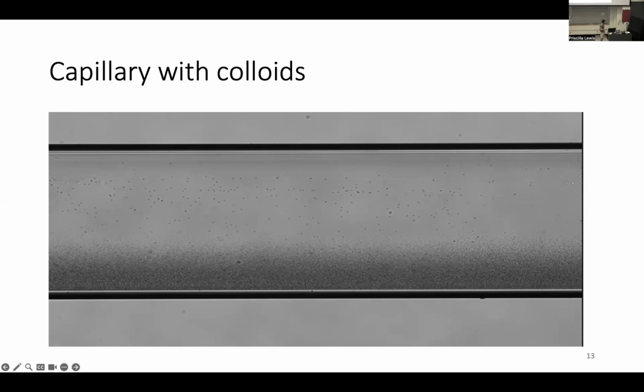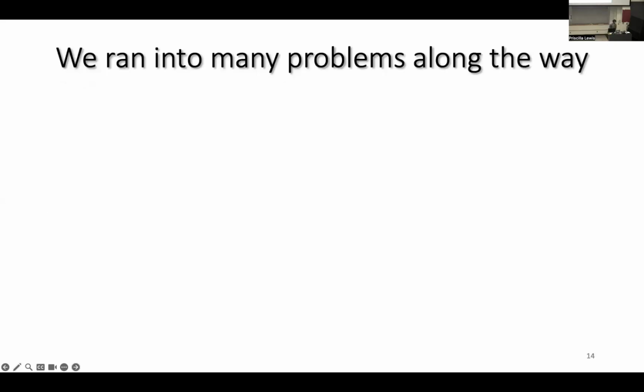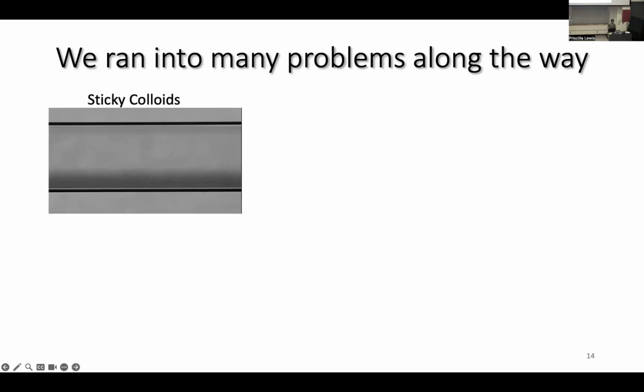So that's the first problem I want to talk about. This was unfortunately not a smooth sailing process, but I don't think experimental physics is. And so the first issue is sticky colloids. What is happening is sometimes colloids get stuck to the glass. Well, pretty much every time they get stuck to the glass, and they come off early because they didn't go to the end of the capillary, and then give you bad data.